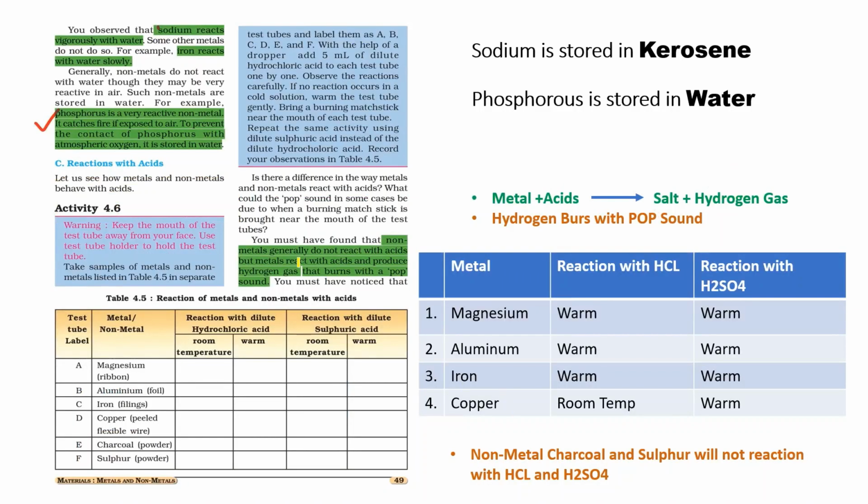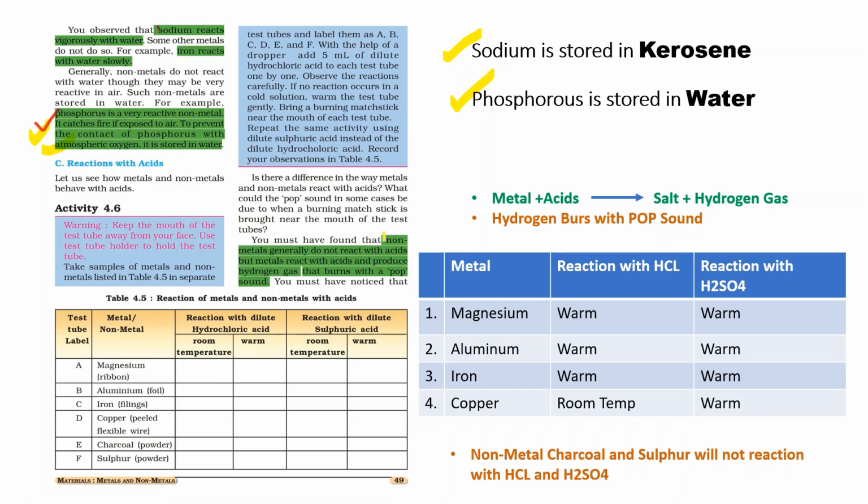The second is that phosphorus is also a very reactive non-metal. So it catches fire if exposed to air. To prevent the contact of phosphorus with air, it is preserved under water. So first, sodium is stored in kerosene, and phosphorus is stored under water. So keep in mind these two.